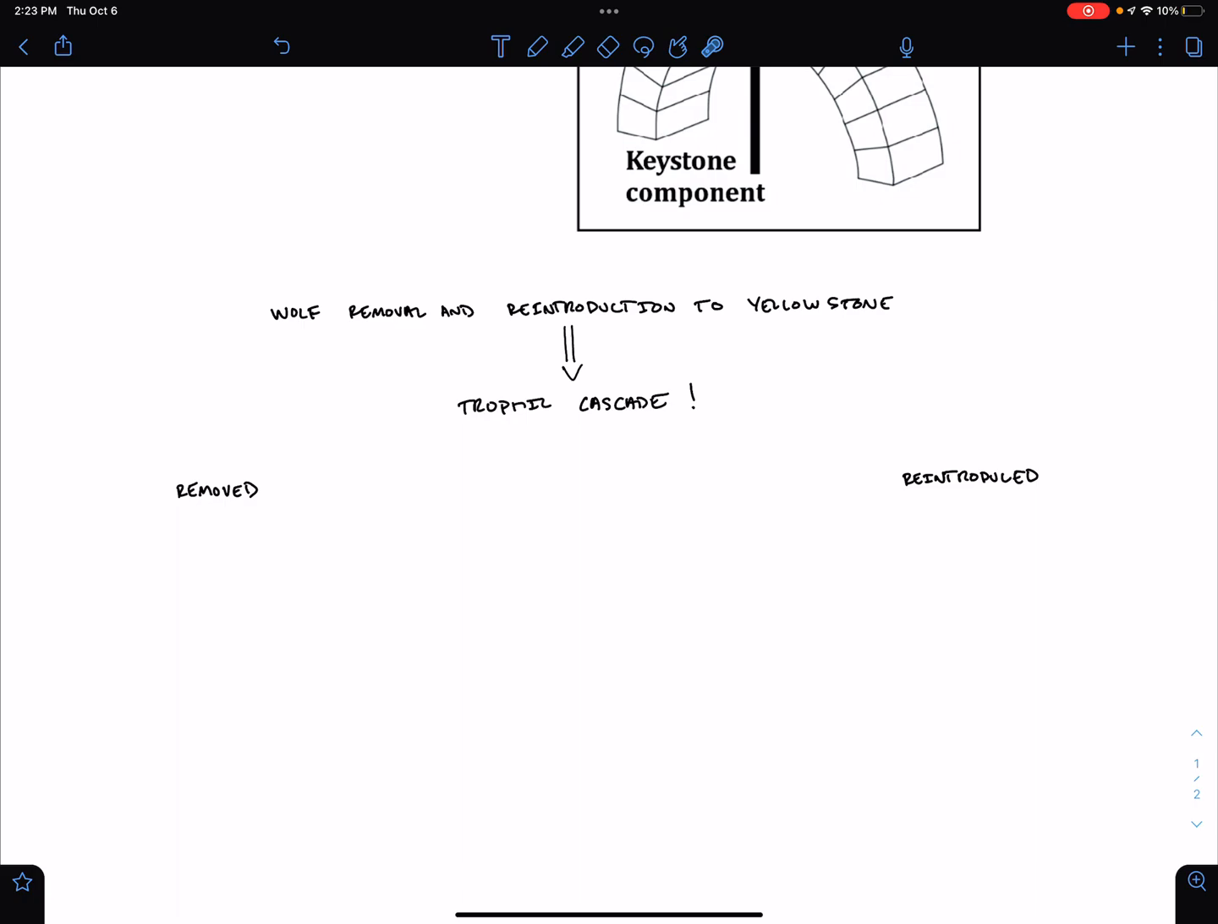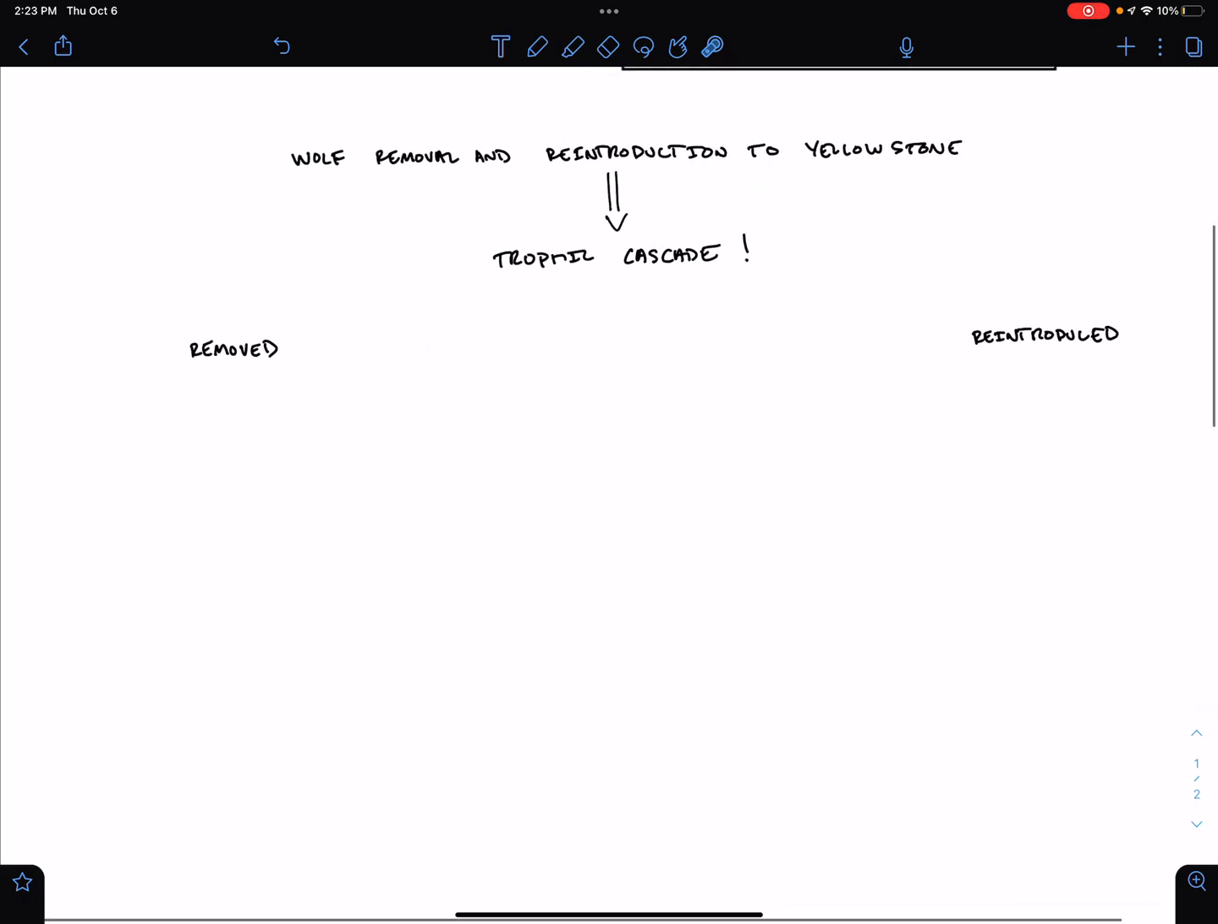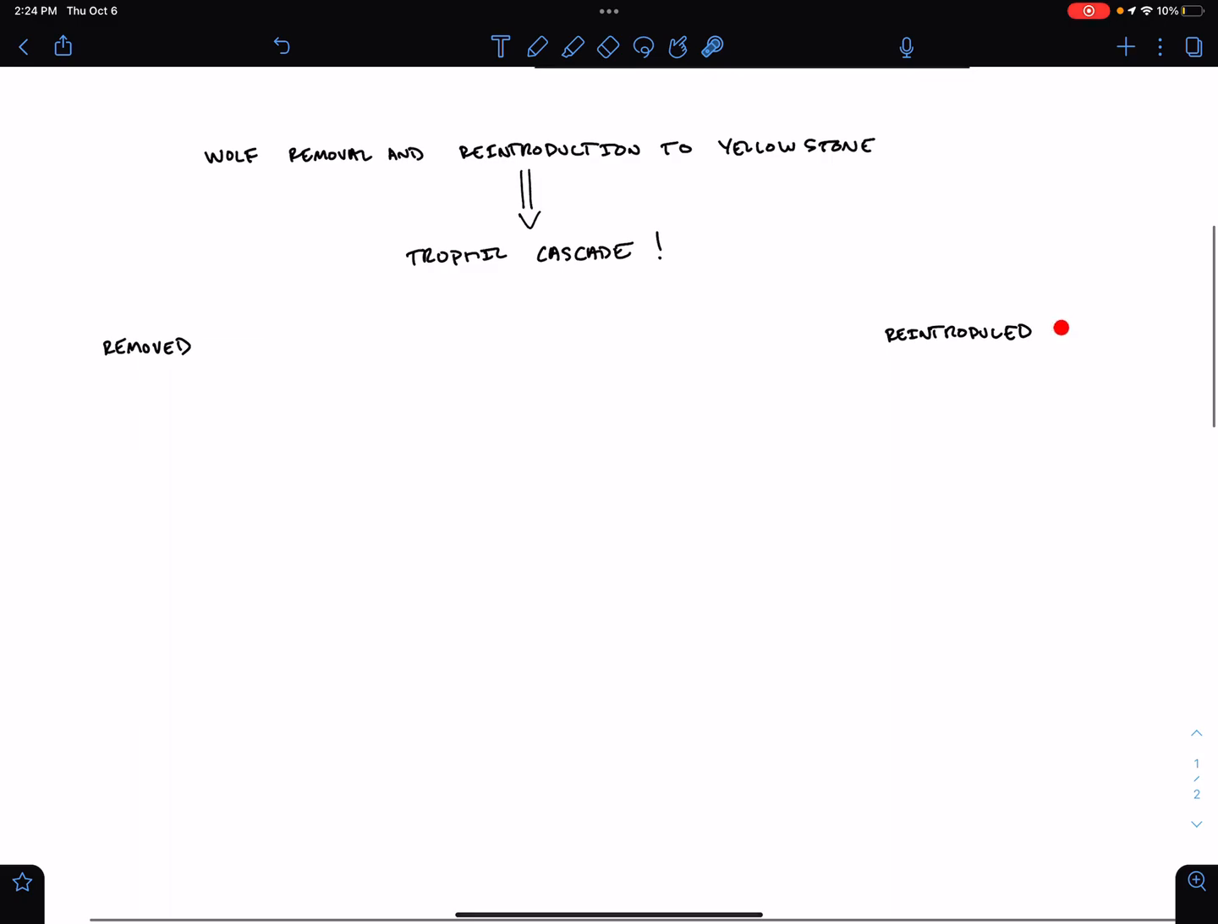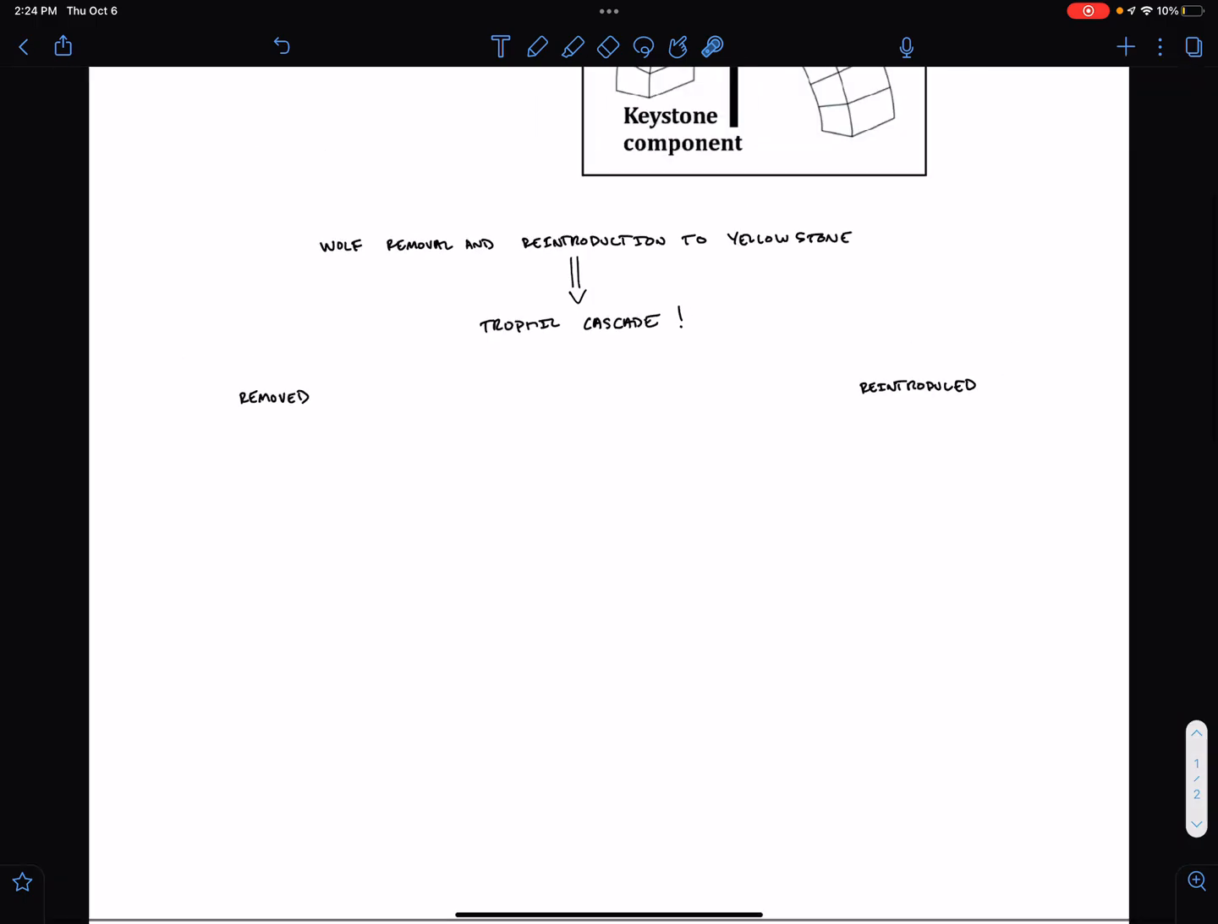So what I would like you to do is diagram out what happened to Yellowstone when wolves were removed, and then you should have like a flow chart down here of what happened to the park when wolves were removed 100 years ago, and what happened to the park when wolves were reintroduced. So you want to outline the trophic cascade of both wolf removal and wolf reintroduction.